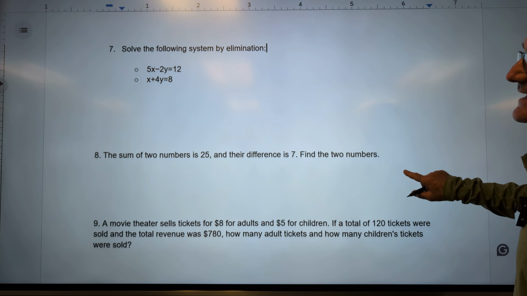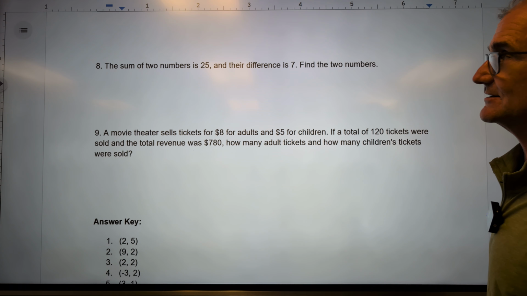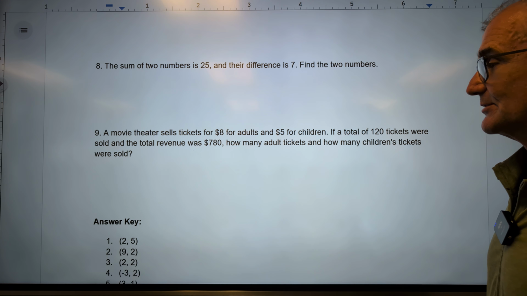Then once I do that, I'll have one equation, one variable. I'll be able to solve for that variable and solve. Do just a couple of word problems.